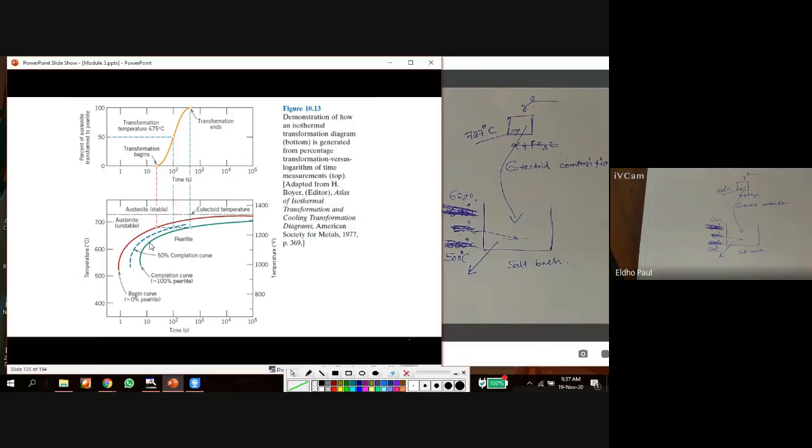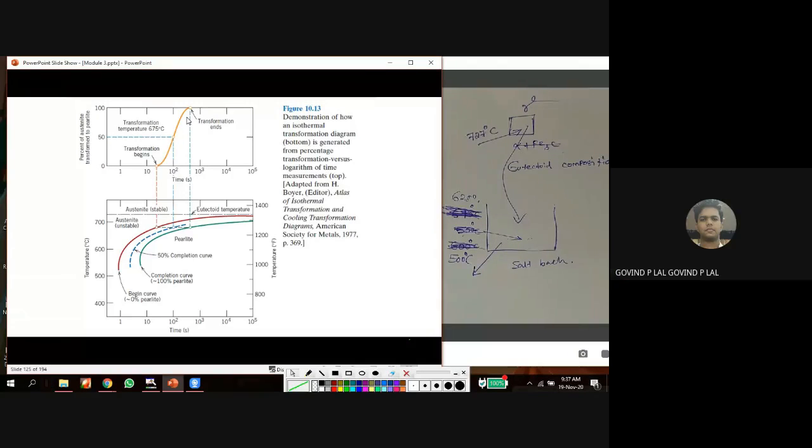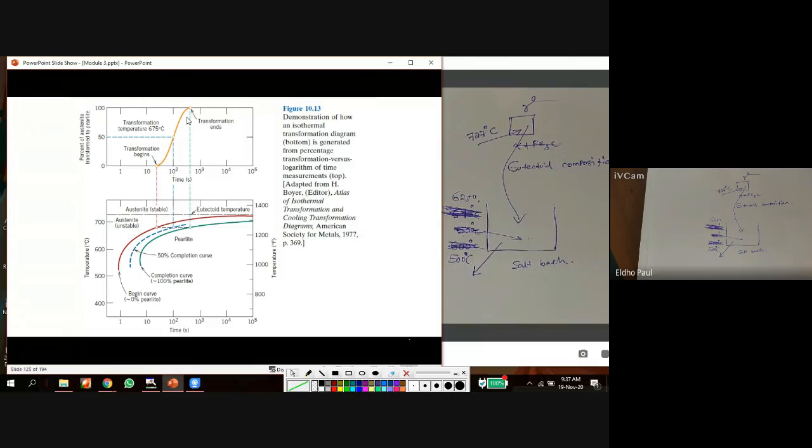Okay, next paragraph. Austenite is 100% in the red curve, and in the green curve, austenite is 0%. Austenite changes to another microstructure at the green curve. And in the blue curve, there is 50% austenite conversion. 50% austenite is converted to another during the progress of transformation. Any doubt?